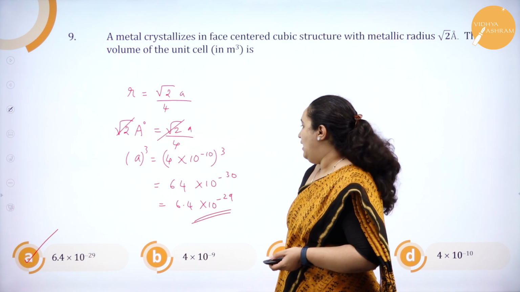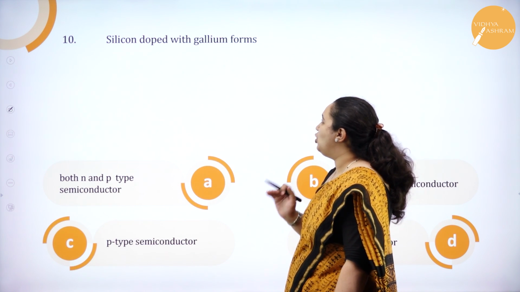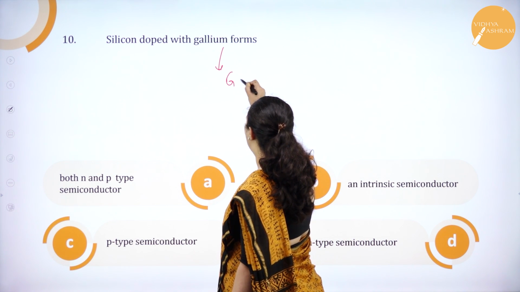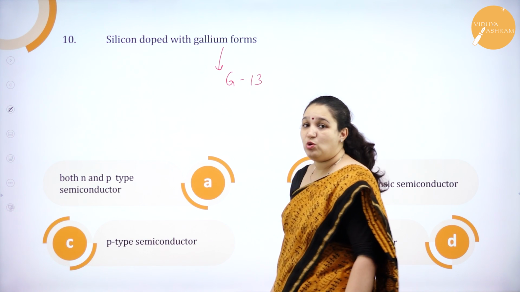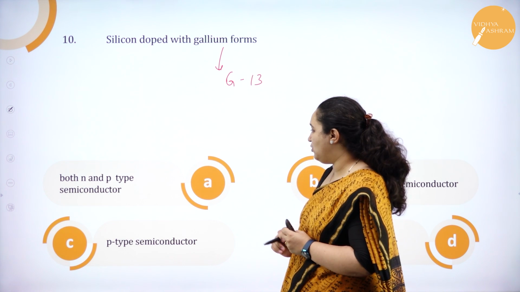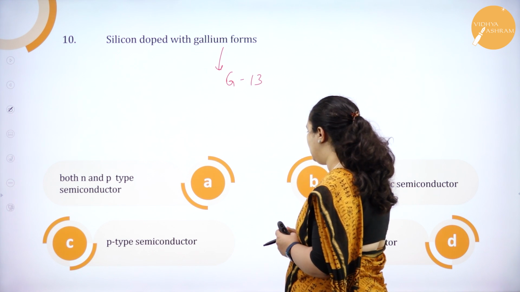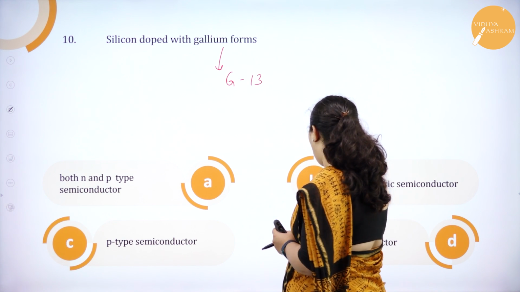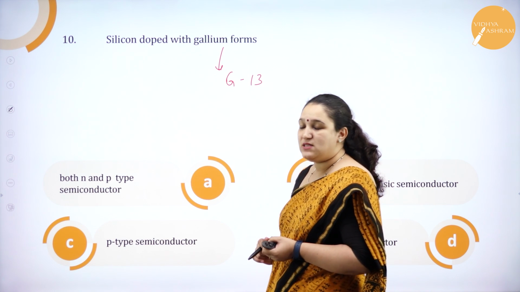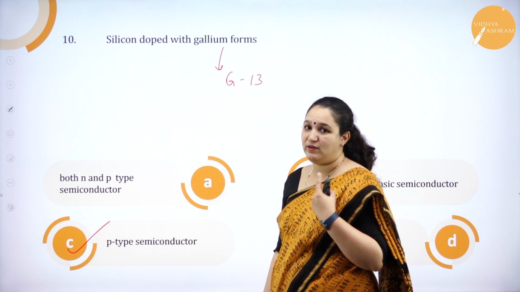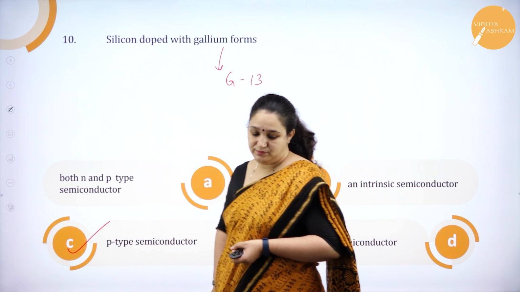Okay. Next one, silicon doped with gallium forms. Gallium is a group 13 element. So which kind of conductor you will get? Both N and P type semiconductor, an intrinsic semiconductor, P-type semiconductor, or N-type semiconductor? The answer is P-type semiconductor, because you will get a hole because of deficiency of one electron.